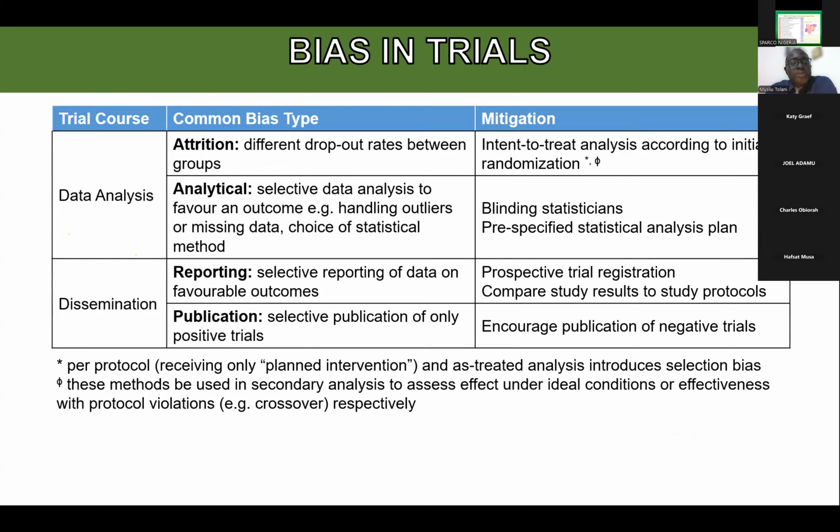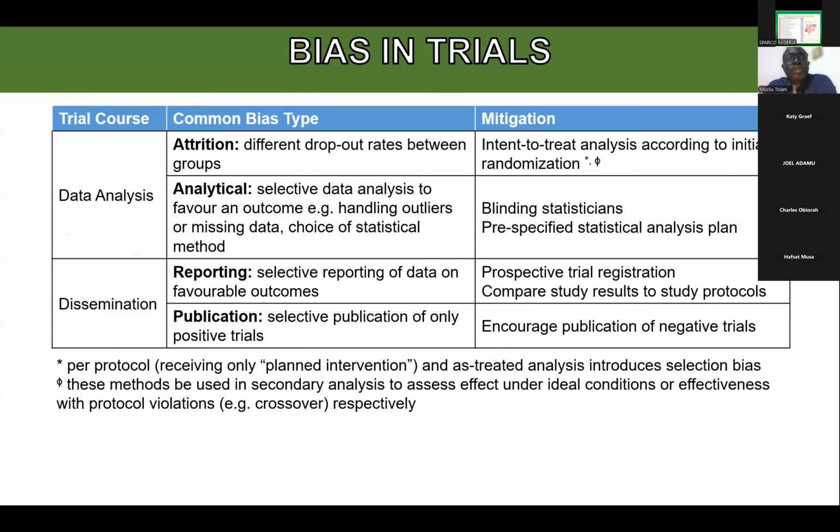Analytical bias, of course, especially with the way we statisticians handle missing data or outliers, can make the results skew towards one point. Blinding the statistician is important to address this, as well as having a pre-formed statistical analysis plan before the study begins. There's also bias during dissemination, with a lot of negative trials not being published. Some of this can be addressed by encouraging publication of negative trials, and also registering trials in prospective trial registries.